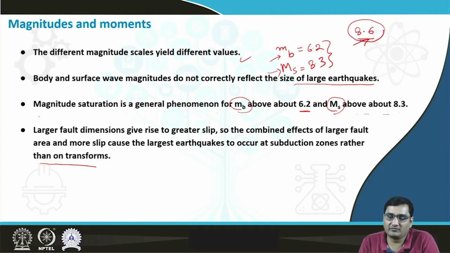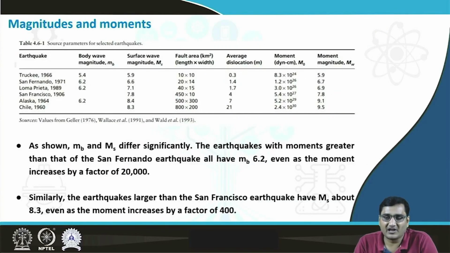So more obviously, the larger movements are associated with it, and larger energy will be released in case of these earthquakes. And these earthquakes generally happen at the subduction zones rather than on the transform plate boundaries. So this is a table that we took from Stein and Wysession, and this table best presents the introduction to magnitude saturation.